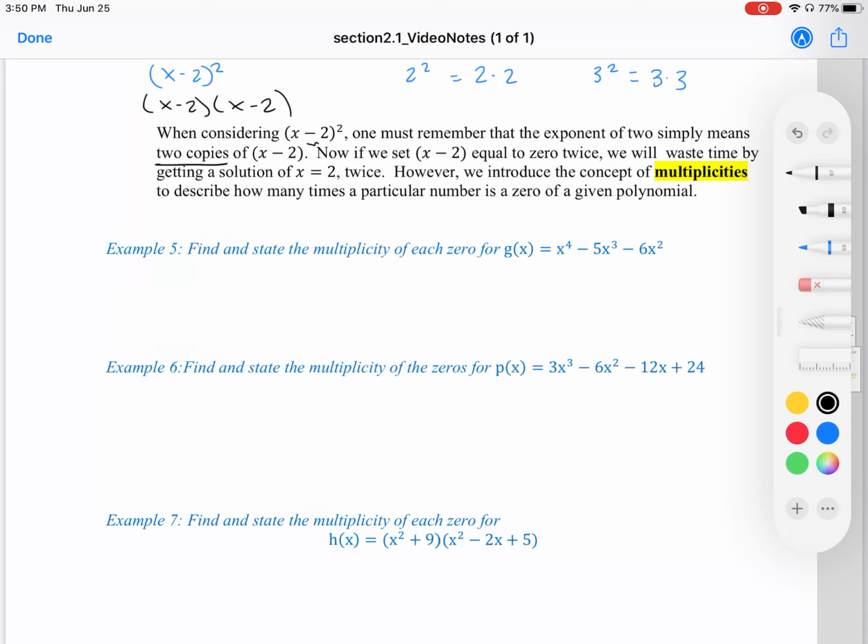All right, moving forward. Now, if we set x minus 2 equal to 0 twice, it will be a waste of time getting a solution of x minus 2 twice. x equals 2 twice. However, we introduce the concept of multiplicities. This describes how many times a particular number is a zero of a given polynomial. So here, like our number we saw here, x minus 2 squared, because it has an exponent of 2, that means it has a multiplicity of 2.